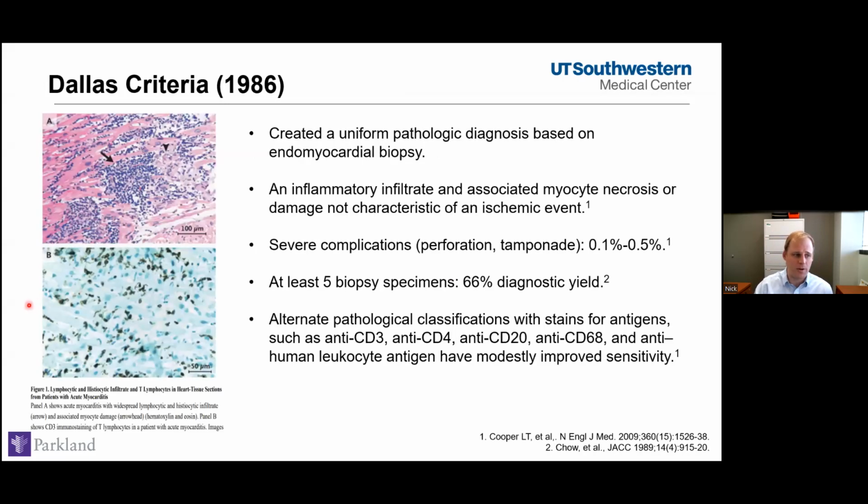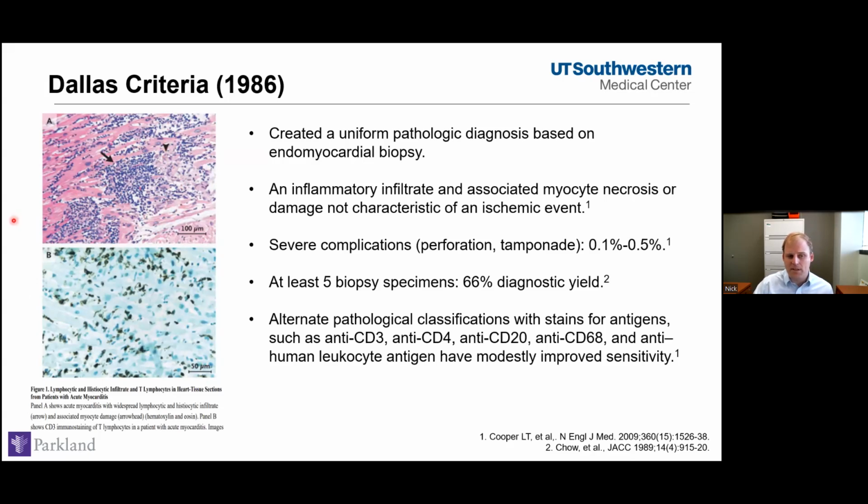Now, the original pathologic criteria were created in the 1980s when MRI was not widely available, and certainly we did not have the contemporary knowledge that we do about myocarditis. And the aim was really to create a uniform pathologic diagnosis based upon this biopsy. What they really brought everyone together on was looking for an inflammatory infiltrate that was associated without the evidence of an ischemic event. So it's not changes that were seen by a myocardial infarction, but really related to almost a native rejection-like process. You can see all the lymphocytic immune cells infiltrating and causing myocyte damage here.